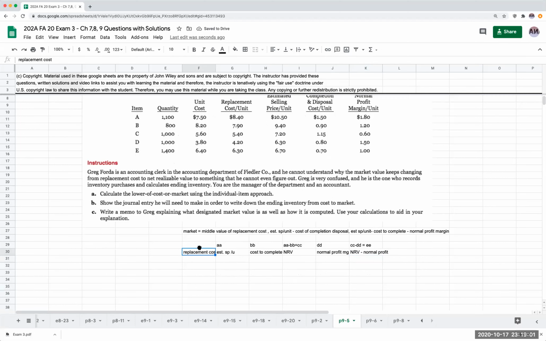And these are here. So the middle of FF, CC, and EE is market. We would then compare this to our cost, and whichever is lower is what we would report at the lower of cost or market. So for replacement costs, we'll go through and write out each of these items.